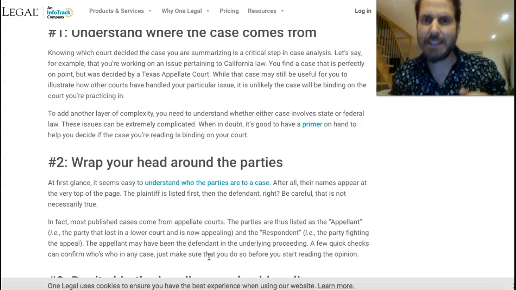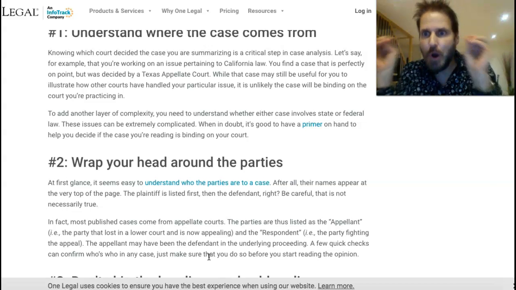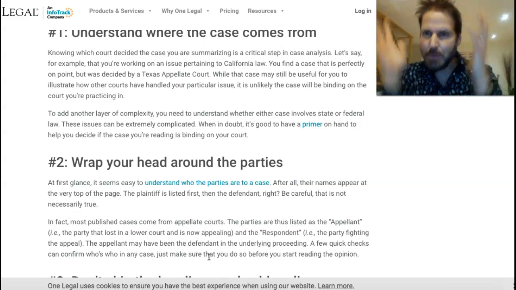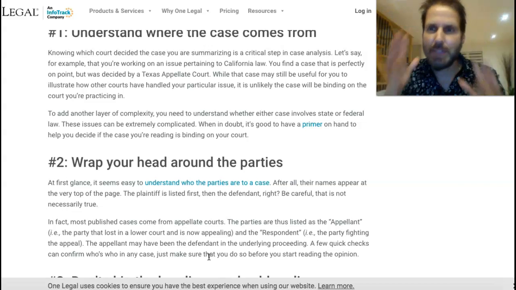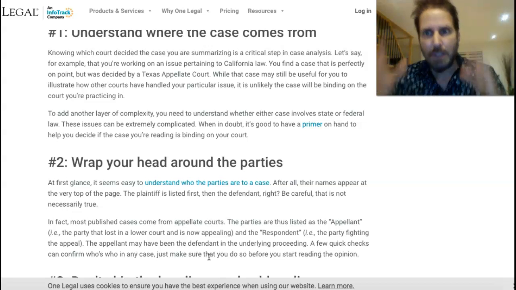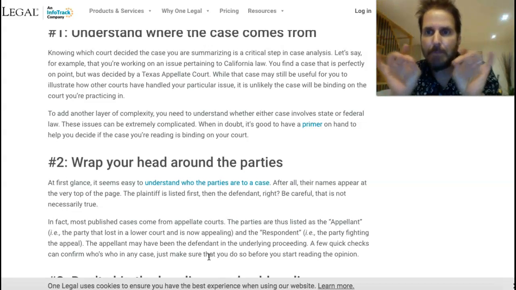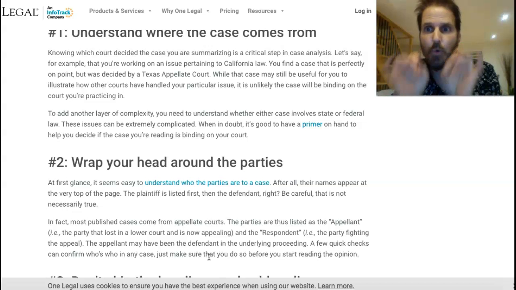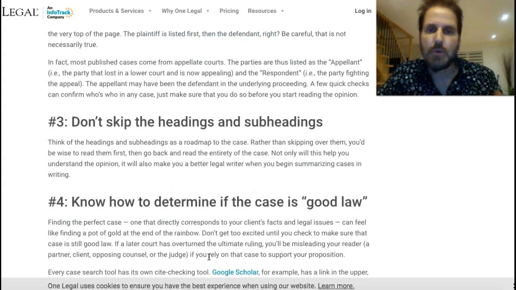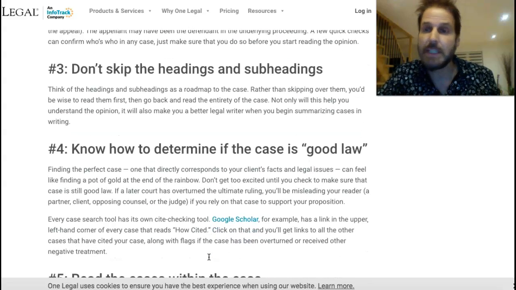Try to understand the parties, who's involved in this court ruling. Try to understand it really well in your head. Don't let it be, oh, it's blurry, I don't really understand, I'll continue reading. No. Understand who are the main parties in the court ruling before you continue. Okay? Don't skip the headings and subheadings. They're important. They give you information.